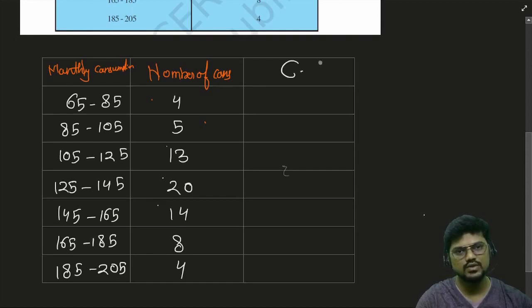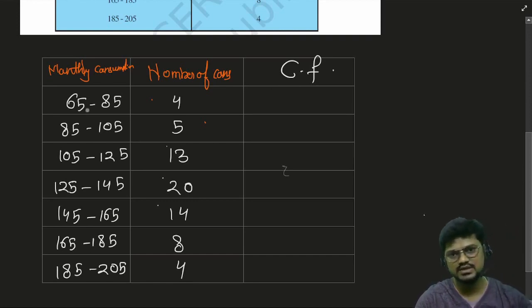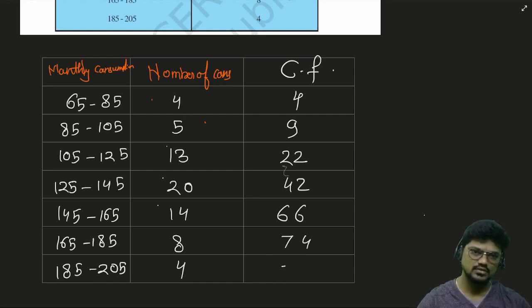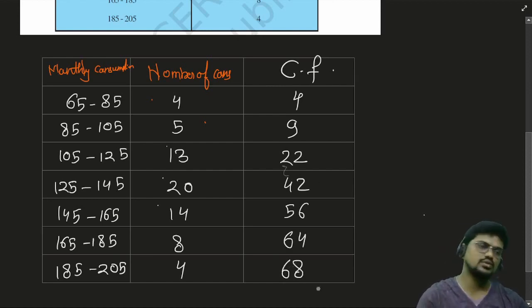Now you have to make a cumulative frequency in this. Why cumulative frequency? That also I will explain. Cumulative frequency means this is 4, 4 plus 5 is 9, 9 plus 13 is 22, 22 plus 20 is 42, 42 plus 14, 4 plus 2 is 6 and 4 plus 1 is 5, 56. 56 plus 8 is 64, 64 plus 4 will be 68. So this is your cumulative frequency.